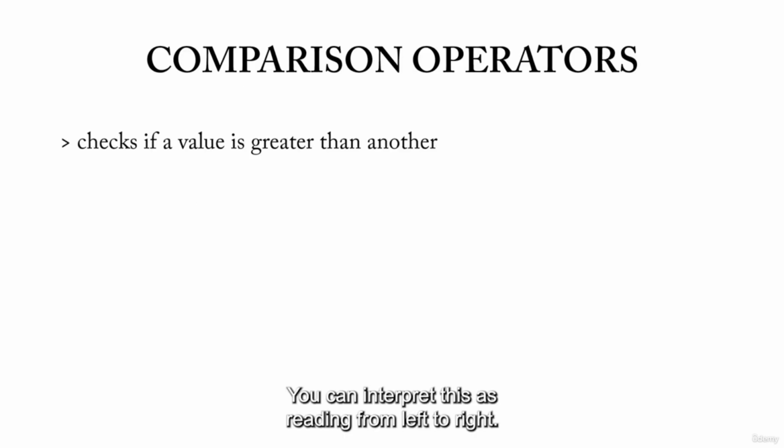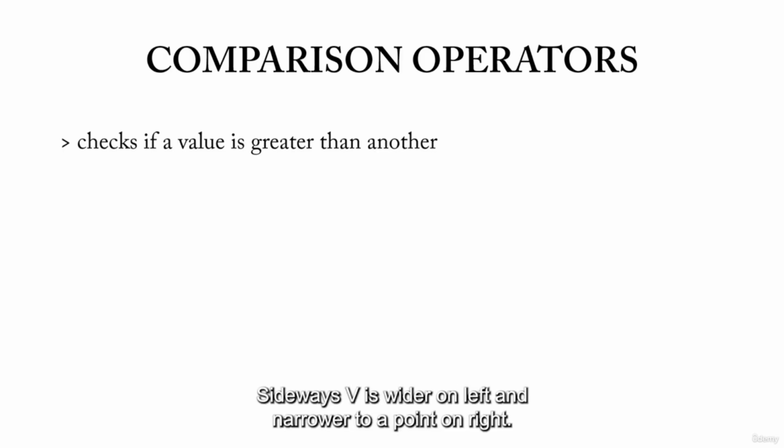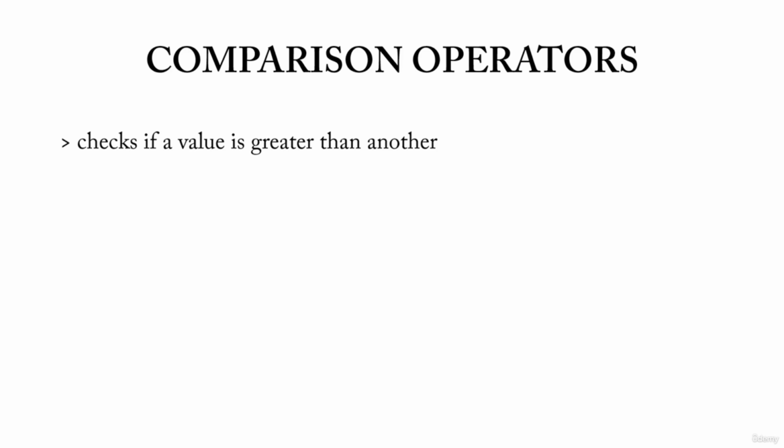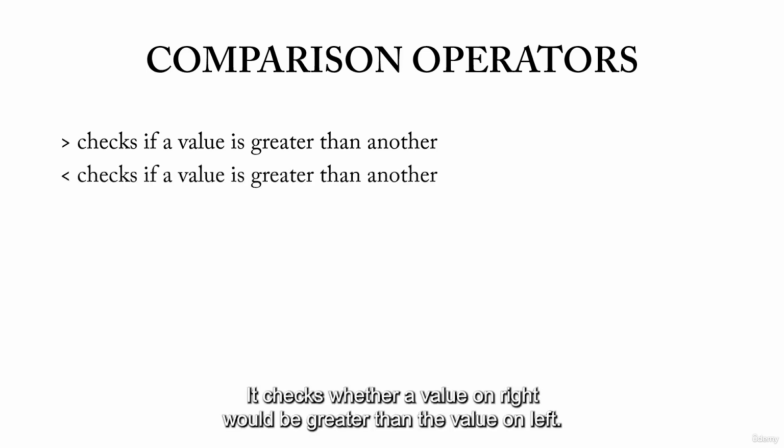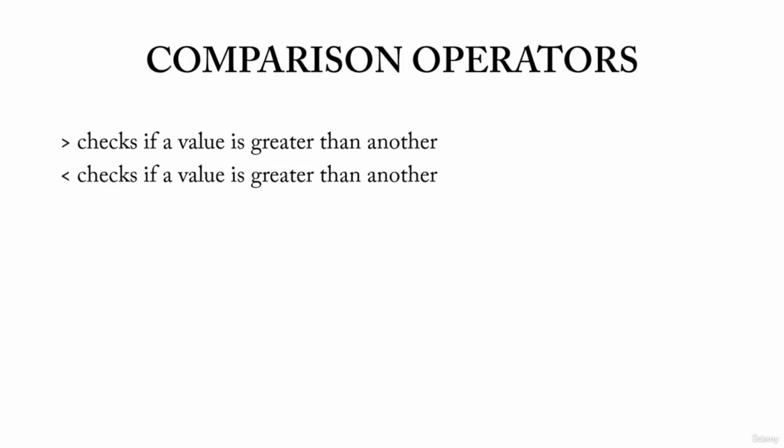You can interpret this as reading from left to right. Sideways V is wider on the left and narrower to a point on the right. So, a value on the left would be greater than the right. And it's vice versa: it checks whether a value on the right would be greater than the value on the left.